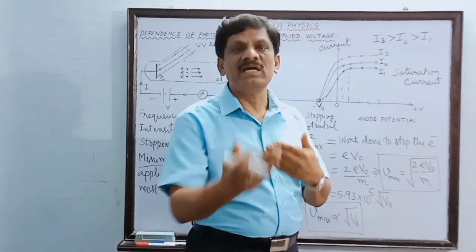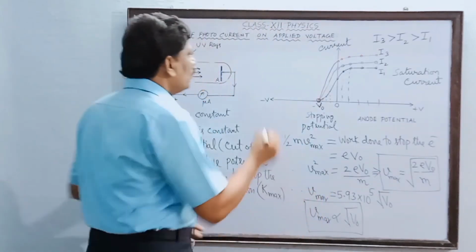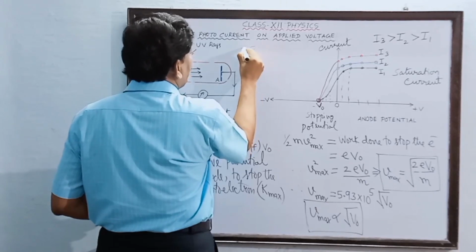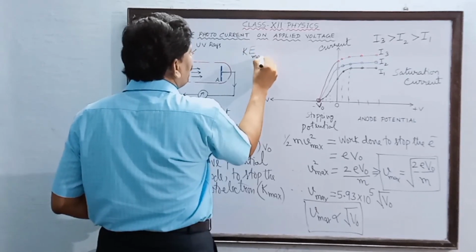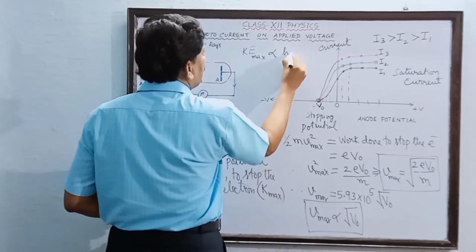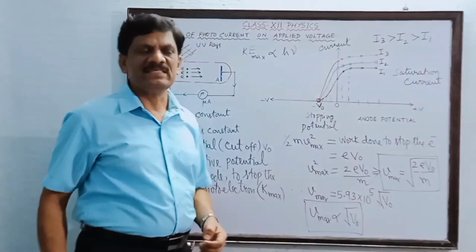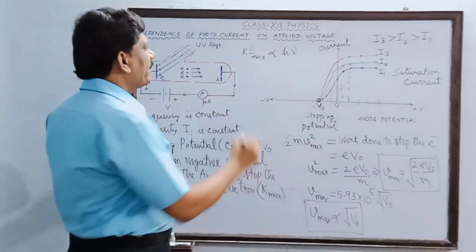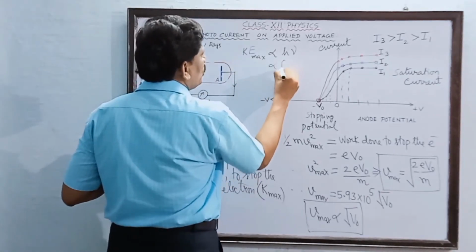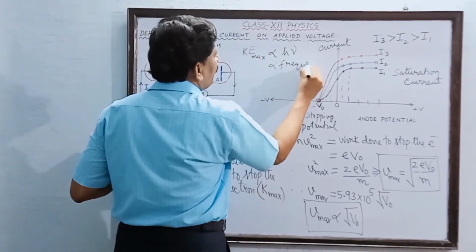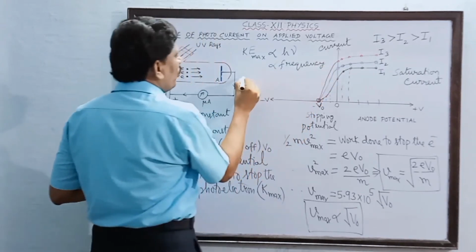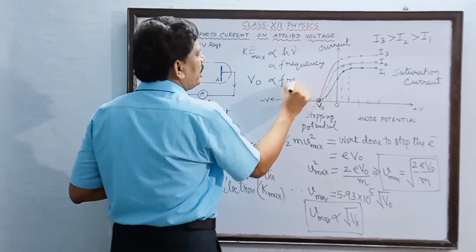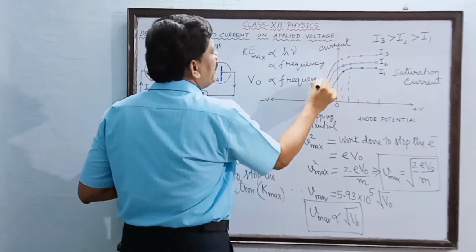depends on the frequency. So my dear students, this kinetic energy maximum is proportional to the incident energy. The incident energy is what? h into nu. So I can write this is proportional to the frequency. Therefore, stopping potential also is directly proportional to the frequency.